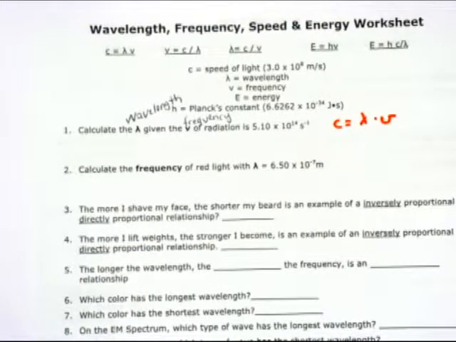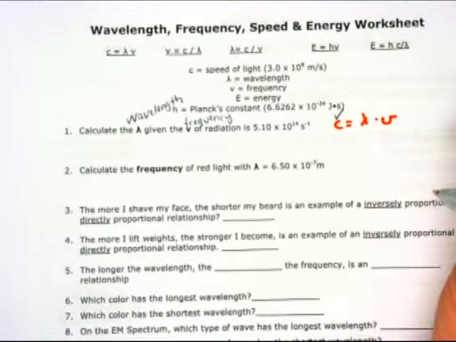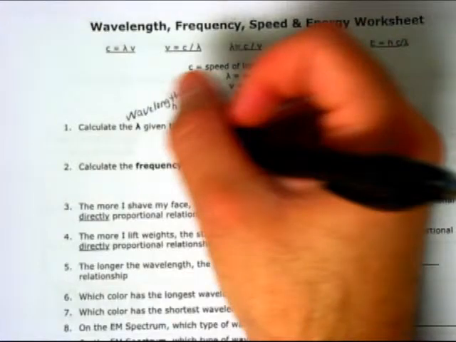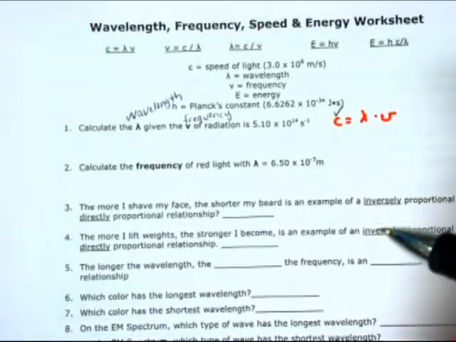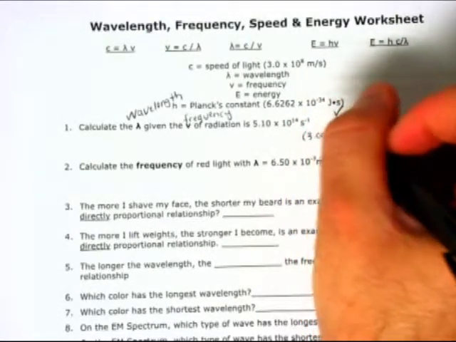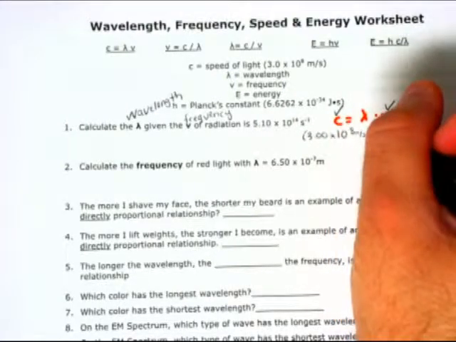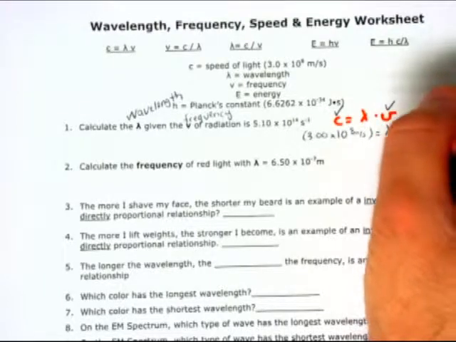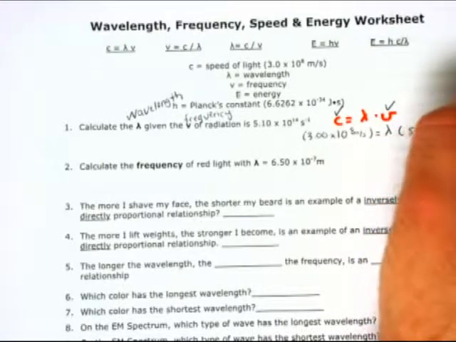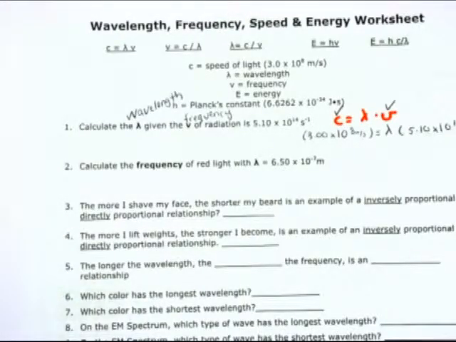Do we know c? Yes. It's a constant, right? Do we know the wavelength? No, because that's what we're supposed to find. Do we know the frequency? Yes, so let's put everything in there. 3.00 times 10 to the 8th meters per second is equal to the wavelength, which we do not know, times the frequency that we do know, 5.10 times 10 to the 14th second minus 1. Keep your parentheses here.